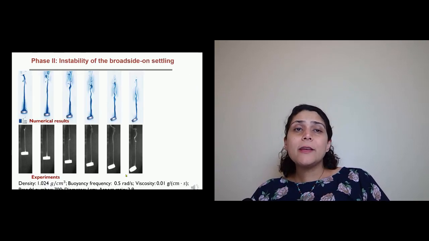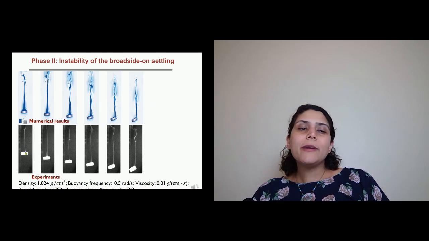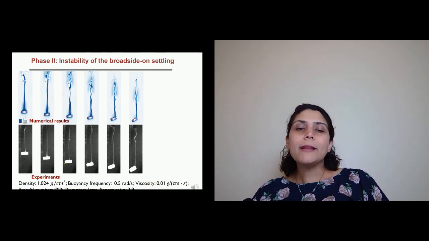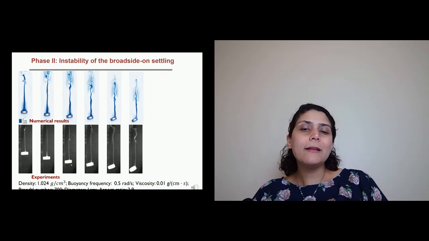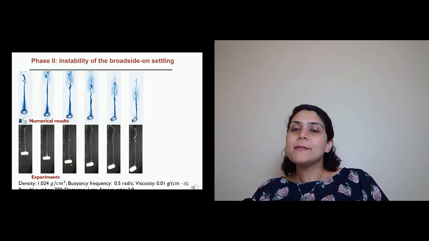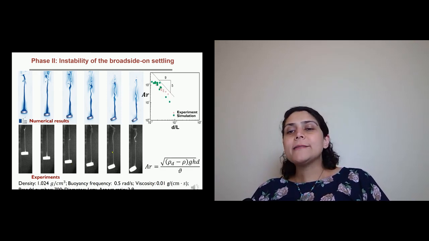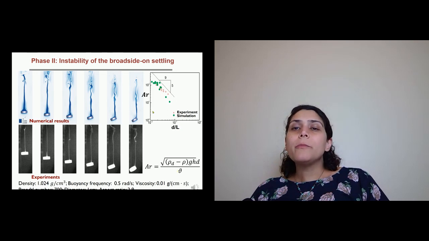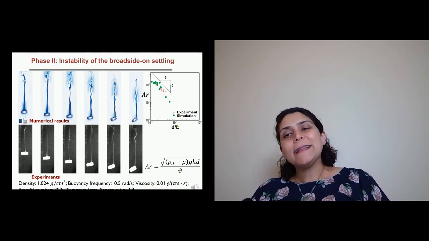The next phase is the instability of broadside settling. The reason is that we get this jet of light fluid behind the particle, and the point at which this jet is separated from the particle tilts. It's not the center of the disk anymore, and that buoyancy-induced torque leads to a change in orientation of the particle. And the Archimedes number, which is a dimensionless parameter defined as explained here, would depend on the stratification length scale that I talked about earlier.